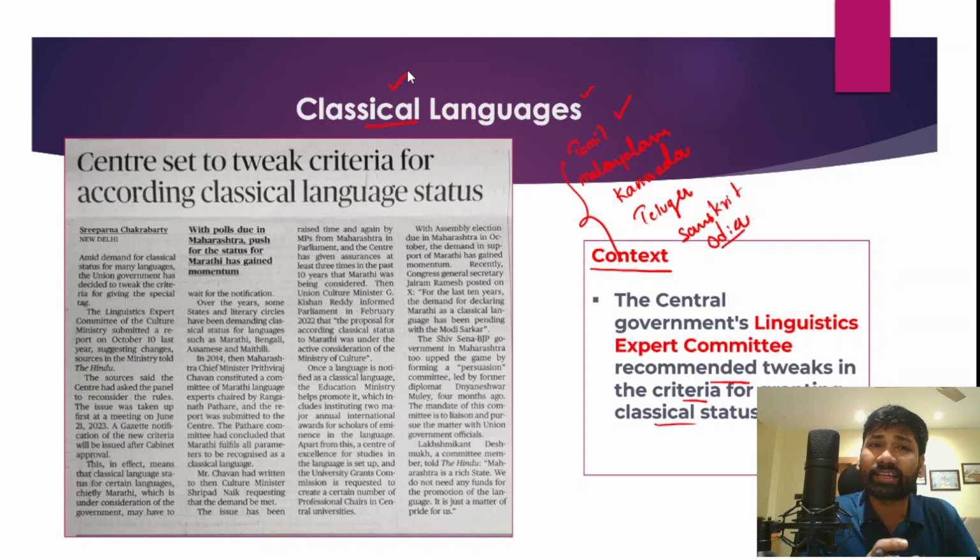Because, understand, there was an increasing demand to recognize certain languages as classical languages. For the last 1 decade there was a demand that Marathi should be placed under this classical language, Bengali should be placed under this classical language, and even Maithili and Assamese should be placed under classical languages. And the classical language status criteria is also very strict, and because of that reason, not all languages are able to get the classical language status.